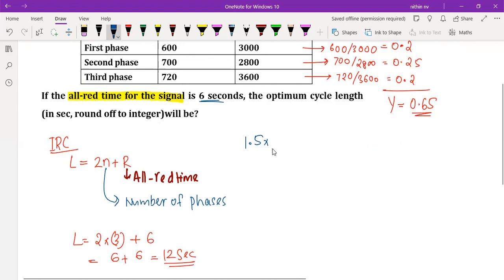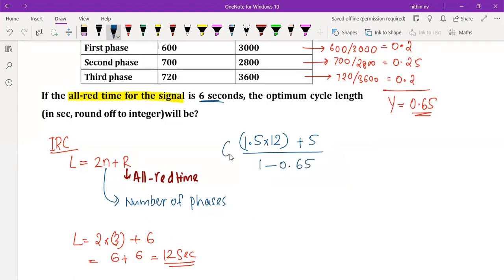Understood? So we are going to substitute 1.5 into 12, right? Plus 5 divided by 1 minus 0.65. This is nothing but your optimum cycle time. Understood? So just calculate it. You are going to get 65.71 seconds. Okay, so let me just calculate and just confirm it. 1.5 into 12 plus 5 divided by 0.35 we will be getting now. So yes, it's going to be 65.71 seconds.